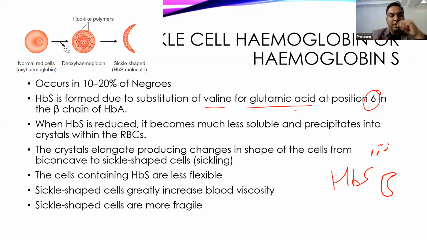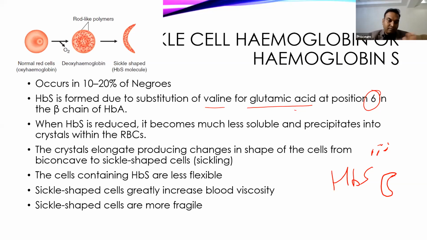Then sickle cell has two types. If both genes are defective, then no normal hemoglobin will form. So all hemoglobin will be sickle cell hemoglobin, and that is called the major type of sickle cell. It is clinically very severe and needs very aggressive treatment, and the treatment of sickle cell anemia is blood transfusion.